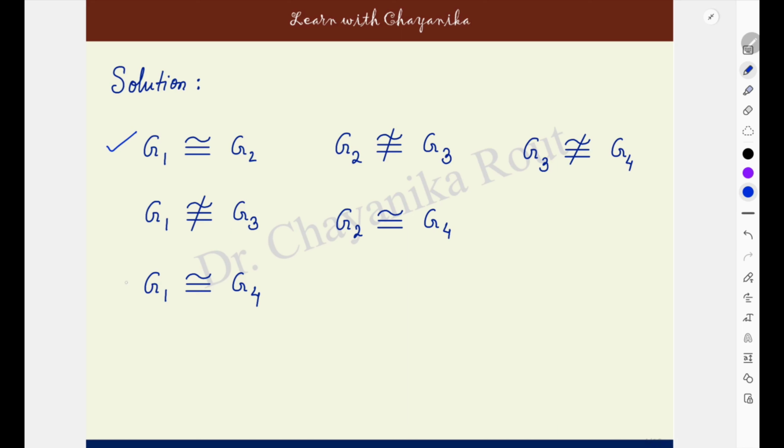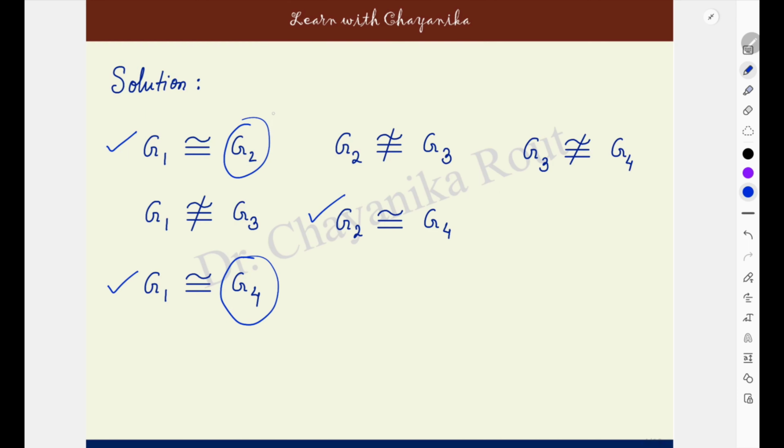Now from the first two results, definitely you can see G1 is isomorphic to both the graphs G2 and G4. That indicates G2 and G4 must be isomorphic to each other as well, because both are the same graph as G1. So they must be the same themselves. So that concludes G2 is isomorphic to G4.